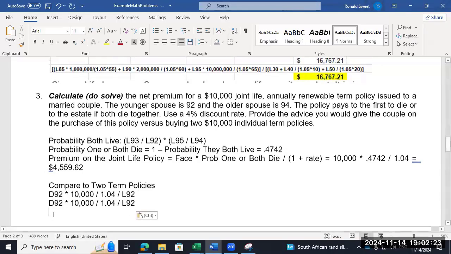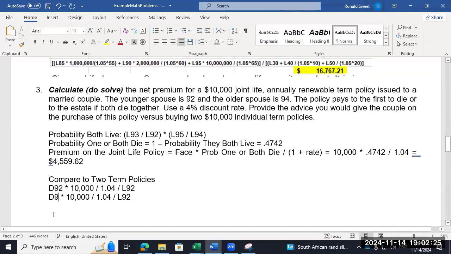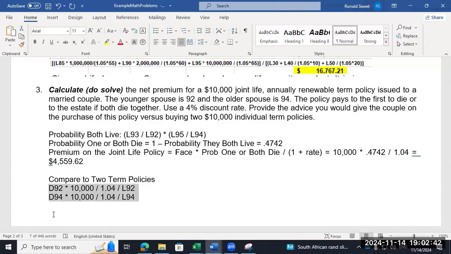That's one person. The second person is D94, L94. So that's the old traditional. You take the death benefit, you take the number of dyers times the death benefit divided by 1 plus the rate divided by the premium payers. That's that old traditional policy we've been talking about.